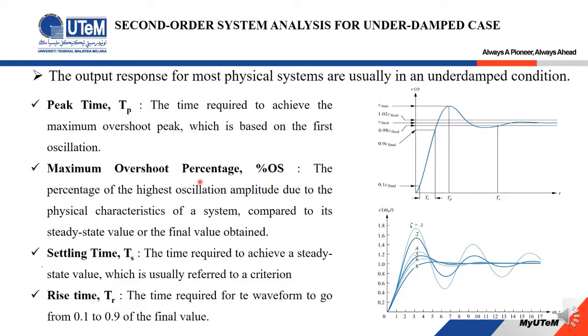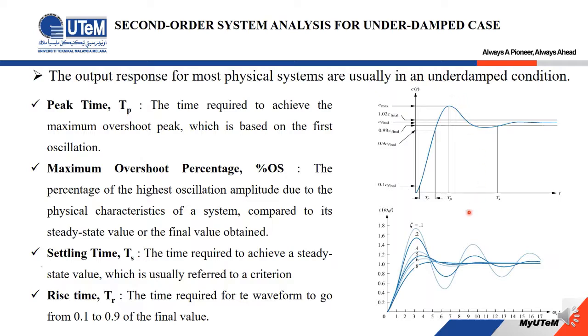Maximum overshoot, or percentage of overshoot. This is the percentage of the highest oscillation that happens here for a system compared to its steady state value, the final value. So this is the final value for the system. This is what we call Cmax, or the maximum percentage of overshoot.